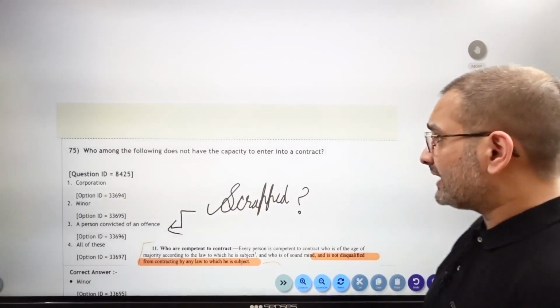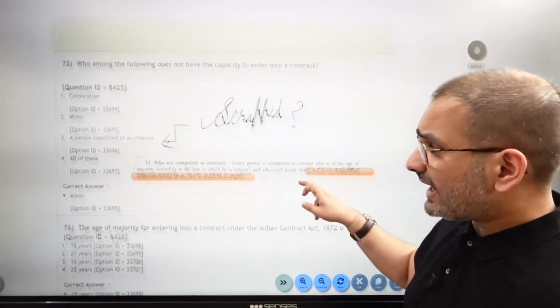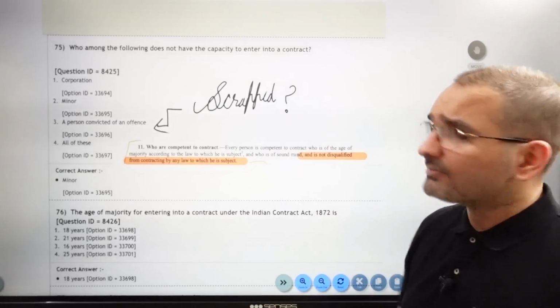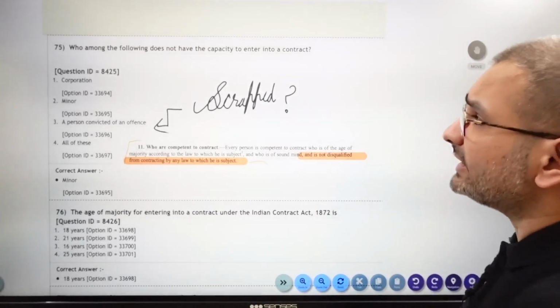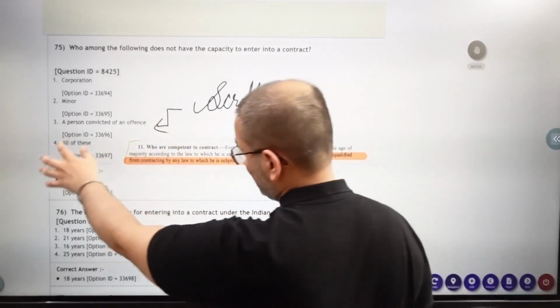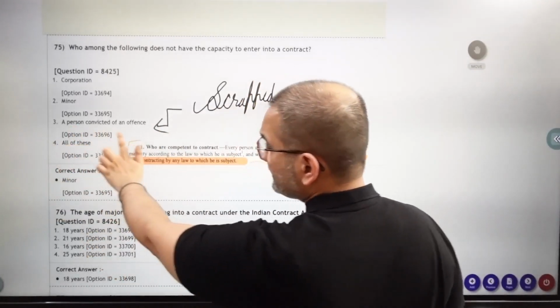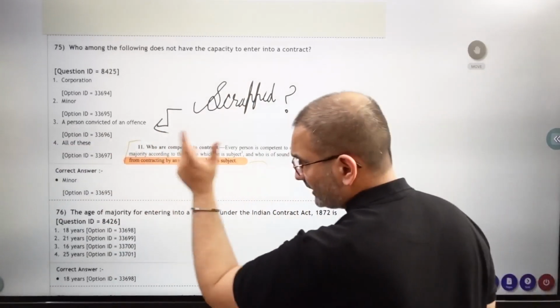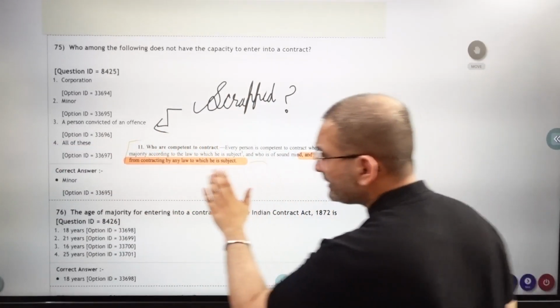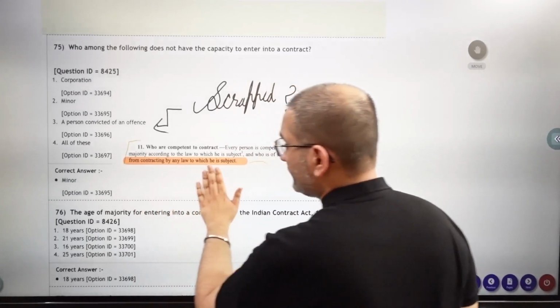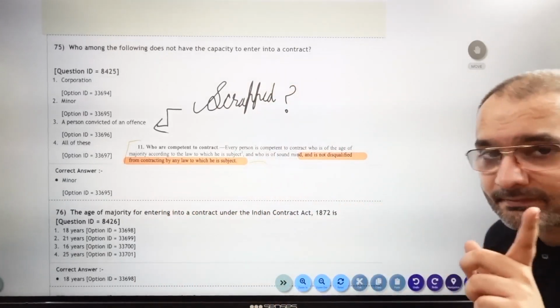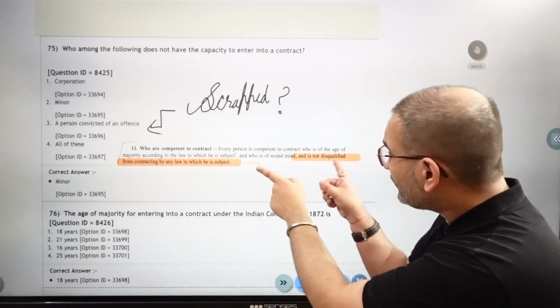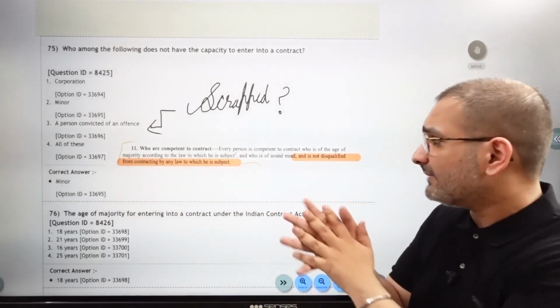Who among the following does not have the capacity to enter into a contract? Now, I believe this question was definitely scrapped because a lot of objections were raised. They marked minor, but a person convicted of an offense, because Section 11 was the reasoning given, and is not disqualified. What is Section 11 saying? Is not disqualified from contracting by any law to which he is subject.